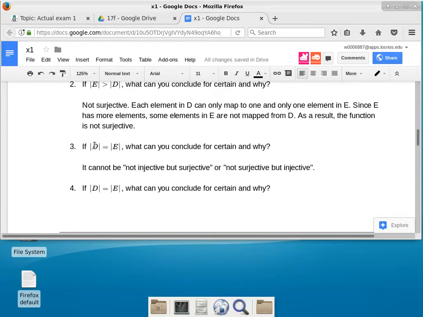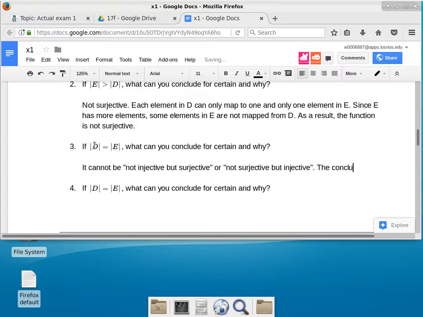When it is surjective, it has to be injective as well. When it is injective, it has to be surjective as well, because the domain and the codomain have exactly the same number of elements in this case. Is that making any sense? We could have said, if it's surjective, then it is injective, and if it's injective, then it is surjective.